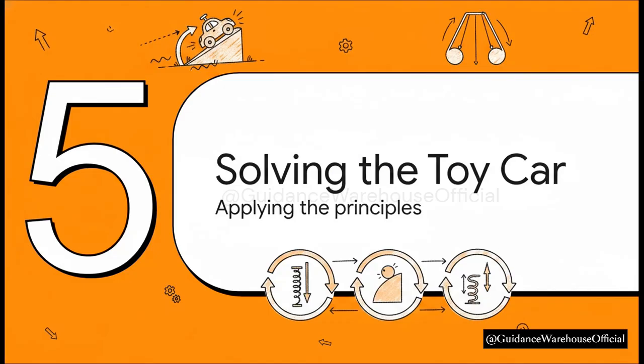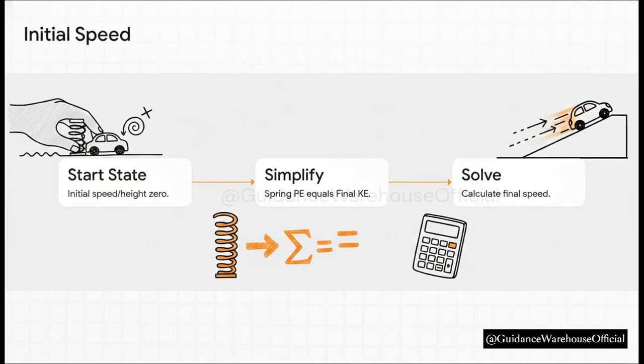Section 5. Solving the toy car. All right, this is the climax of the explainer. Let's solve our initial launch problem using everything we just learned. Let's figure out how fast the car is moving the exact instant it leaves the spring, right before it hits the slope. Step 1. At the very start, the initial speed and height are 0.